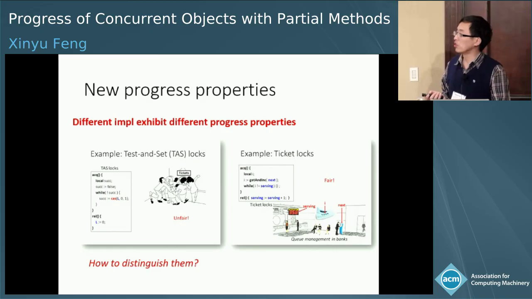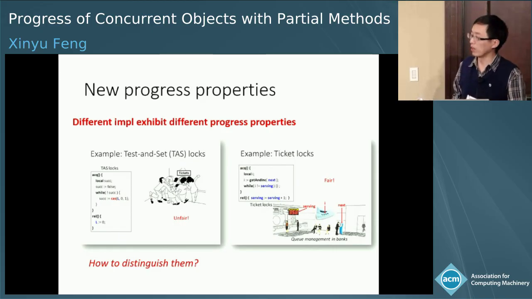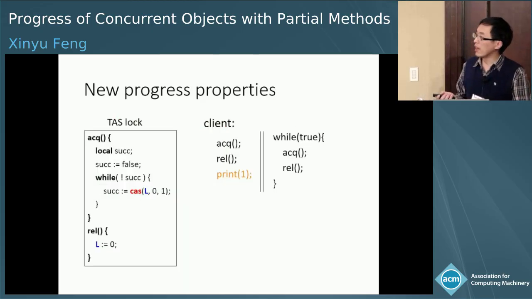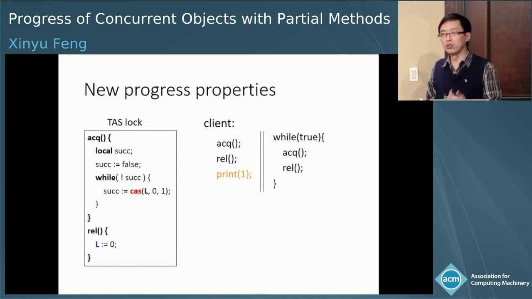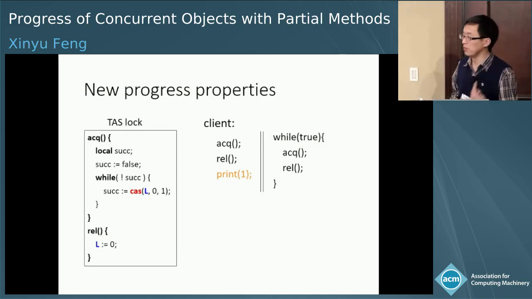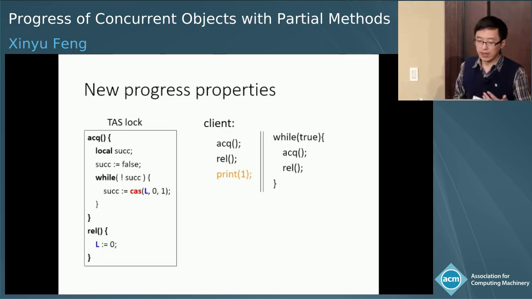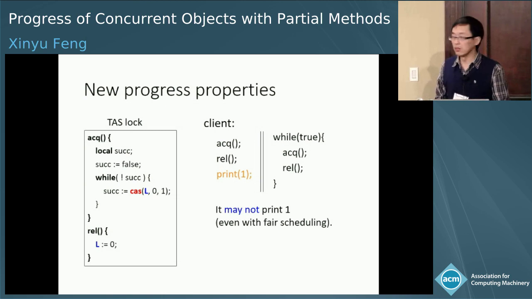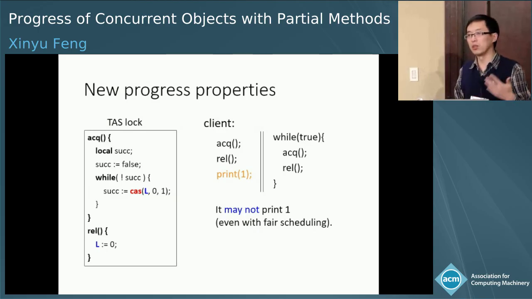We want something to distinguish the two different implementations of locks. If we look at the test lock and look at this client, on the right-hand side, the thread is just in this infinite loop, it acquires the lock and releases it immediately. Then we know that it's possible for the left-hand thread to never acquire the lock, so that it may never print out 1, even with fair scheduling. But this is still not too bad. So this is still an acceptable implementation of spin lock in some sense.